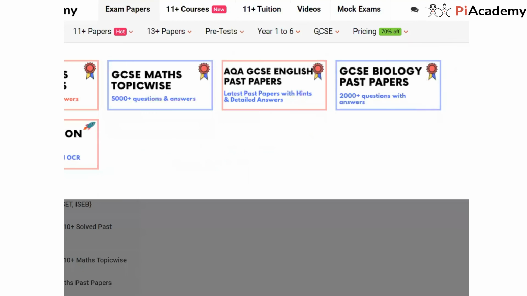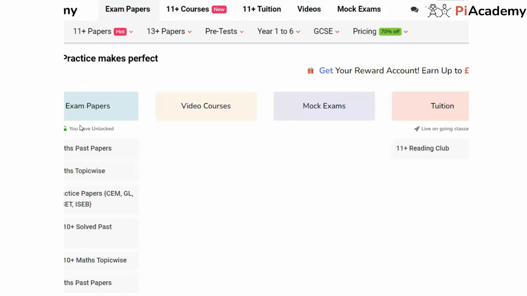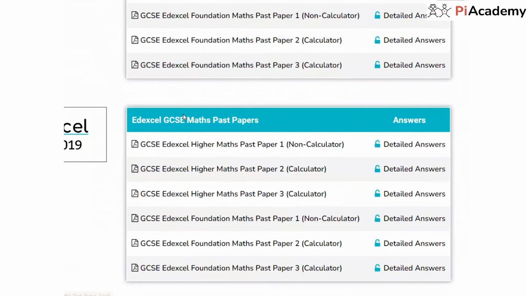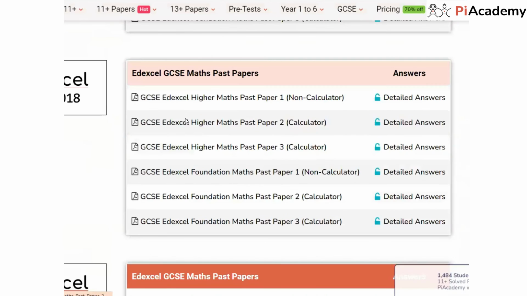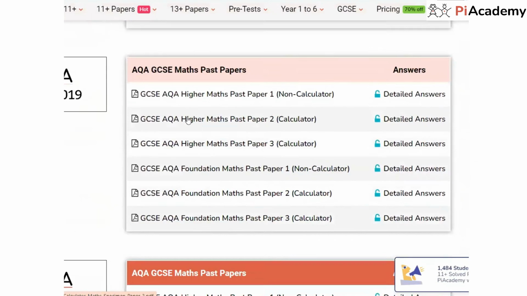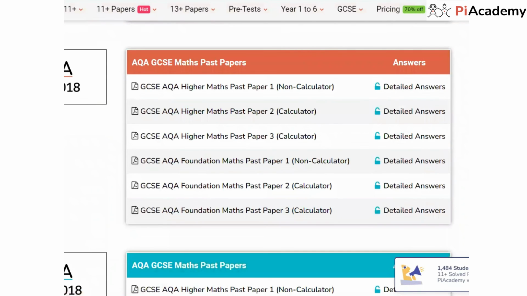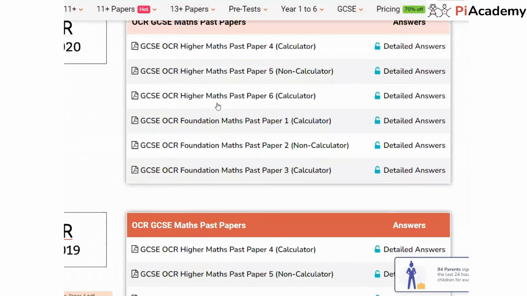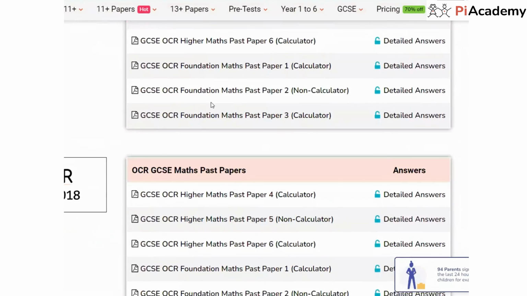See if you have, here on the Pi Academy website, GCSE maths past papers. There are a lot of past papers with solutions. You can have a look at these past papers, but they're separated year-wise. They're separated based on different boards, OCR and all that. Edexcel, AQA, OCR.